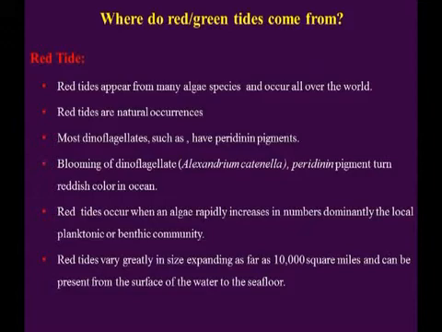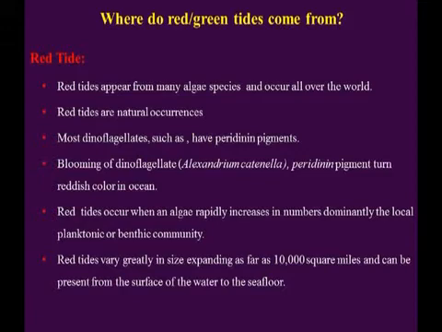Where do red-green tides come from? Red tides appear from many algae species and occur all over the world. Red tides are a natural occurrence. Most dinoflagellates have peridinin pigments. Blooming dinoflagellates, such as Alexandrium and Karenia, have peridinin pigments that turn the ocean reddish colored.